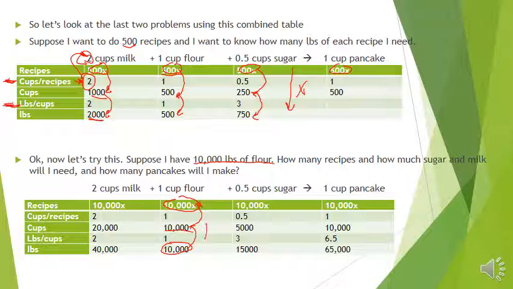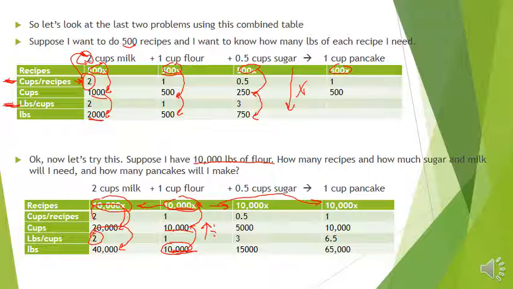So if you notice, as I go up, I multiplied. So if I have 10,000 pounds of flour, I can do the recipe 10,000 times. Put those in their respective spots. So 10,000 times, it's going to be 20,000 cups. Each cup weighs 2 pounds, so that's going to be 40,000 pounds.